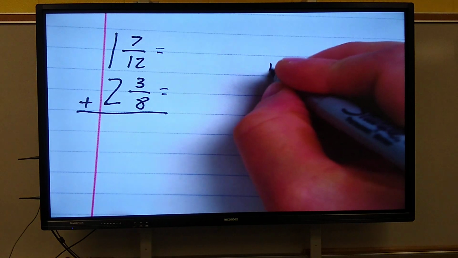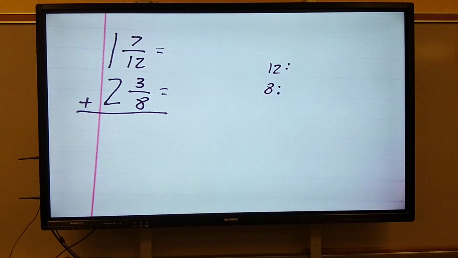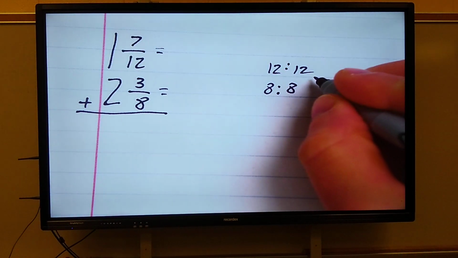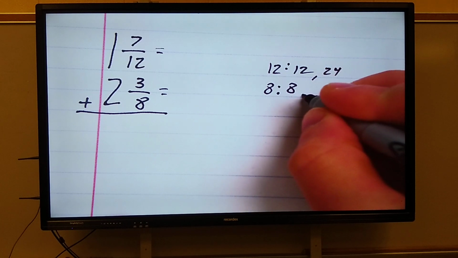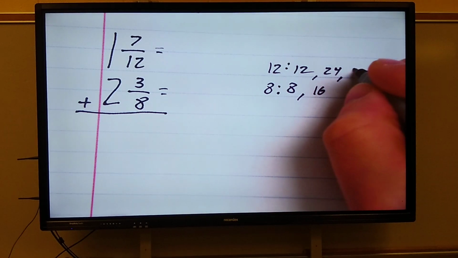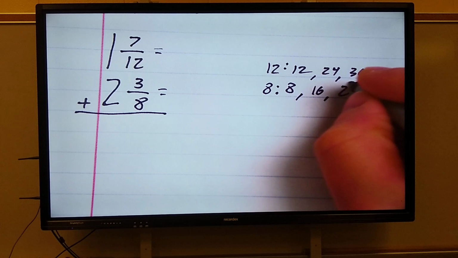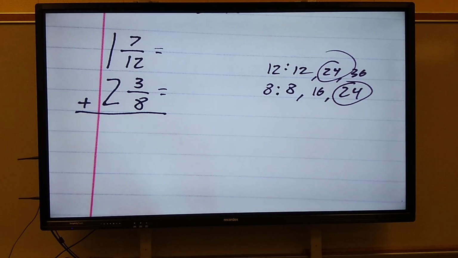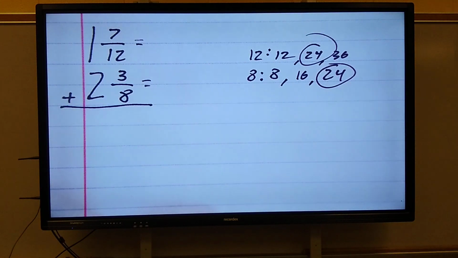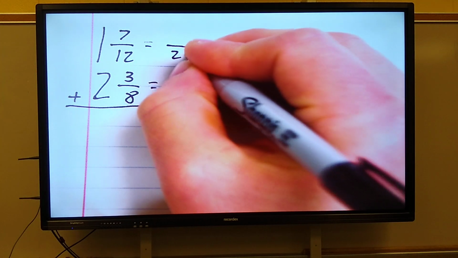Let's review that real quick so you will not forget how to do it. 1 times 12 is 12. 1 times 8 is 8. 2 times 12 is 24. 2 times 8 is 16. 3 times 12 is 36. 3 times 8 is 24. Stop. There you go. That's how you do it. Finding the least common multiple, and it ends up being the least common denominator.